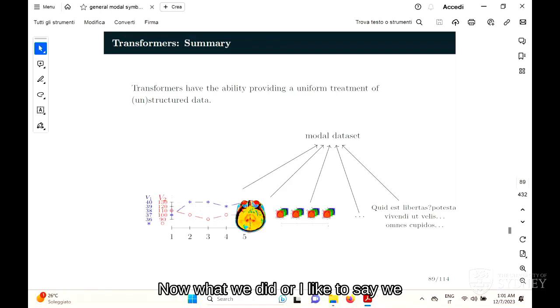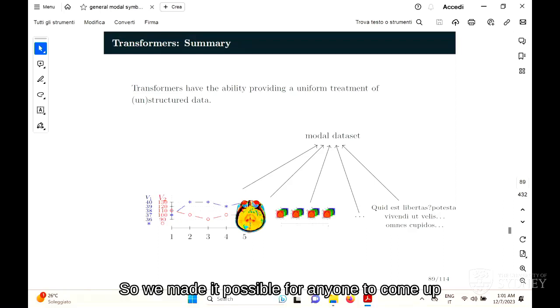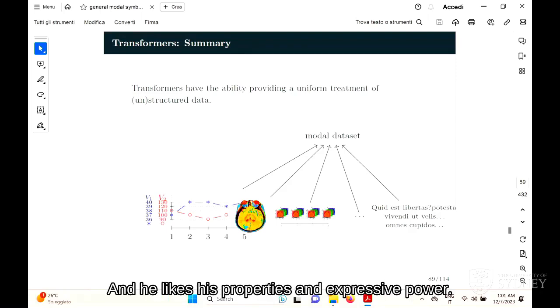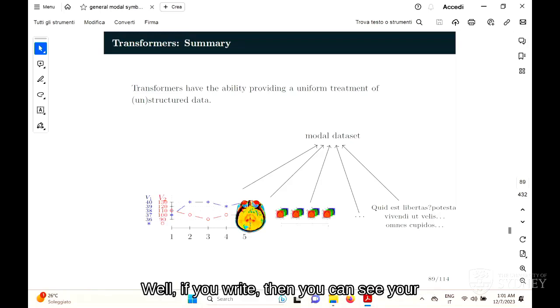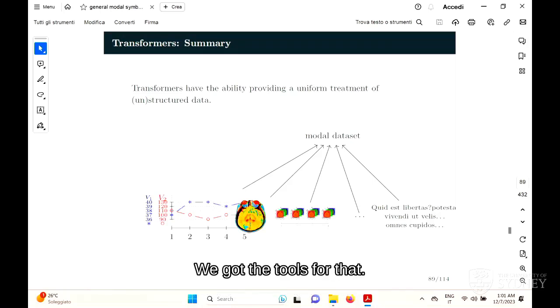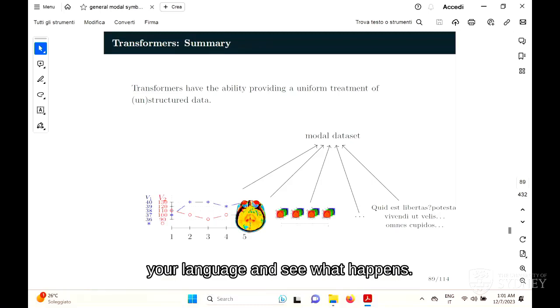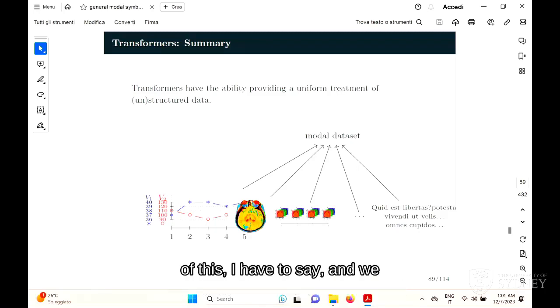Now what we did, or I like to say we did, we made it possible. We made it possible for anyone to come up with a modal logic that he likes, with the properties and expressive power he likes, and it does exactly what you think it does. And now what do I do? Well, if you write it, then you can see some data in it. We have the tools for that, and then you can learn modal logic formulas in your language and see what happens. So this is what I like to think we've done, and we're very proud of this, I have to say.